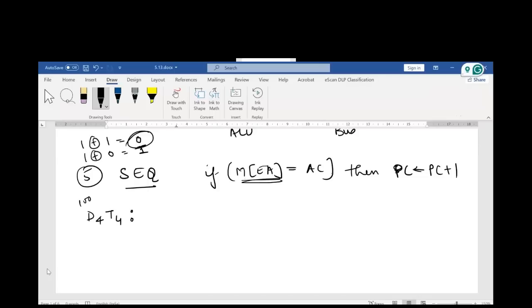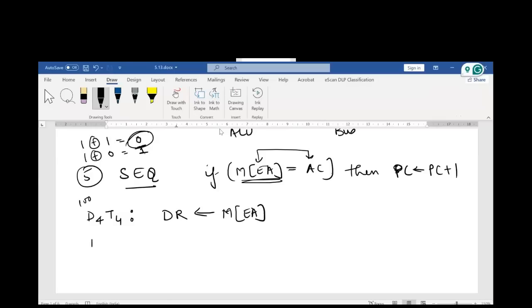Your operands are equal. Okay, so here if I want to perform XOR on M of EA and AC, I'll first have to bring M of EA to DR. So in the first step, what we will do is M of EA to DR. Then when I perform XOR on these two operands, the answer, whether it is 0 or 1, would be stored in AC. So again, I don't want to lose the value of AC.